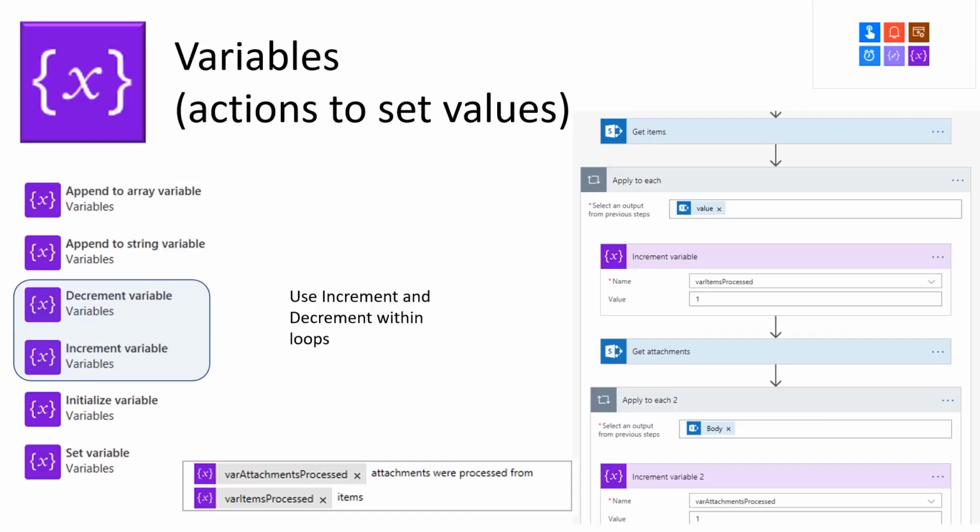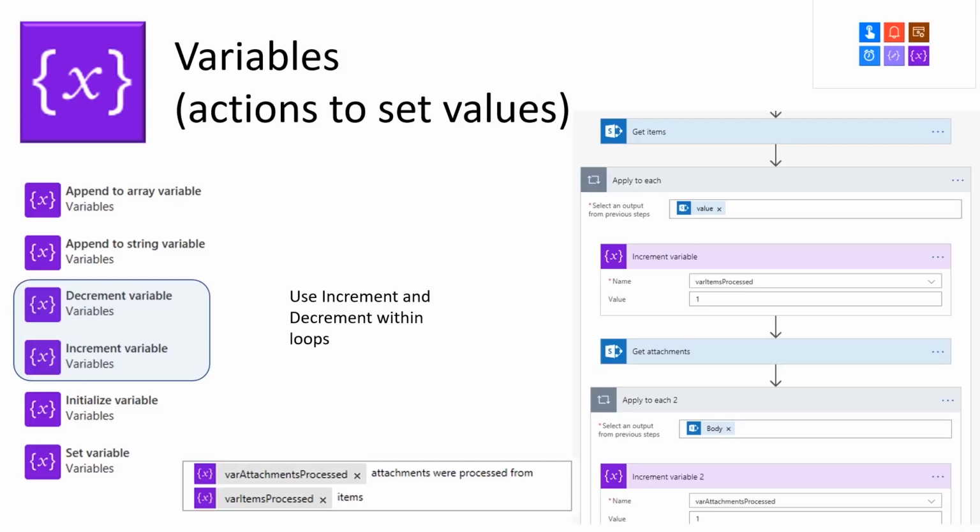And lastly, you can increment or decrement variables. You would always use them within a loop. In this example, I'm getting items from a SharePoint list, which means all of the items in the SharePoint list. So there's an apply to each loop that comes after that because it's multiple items.